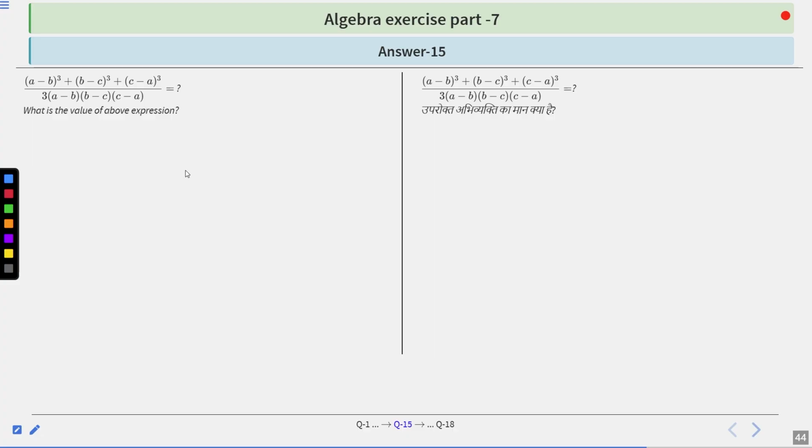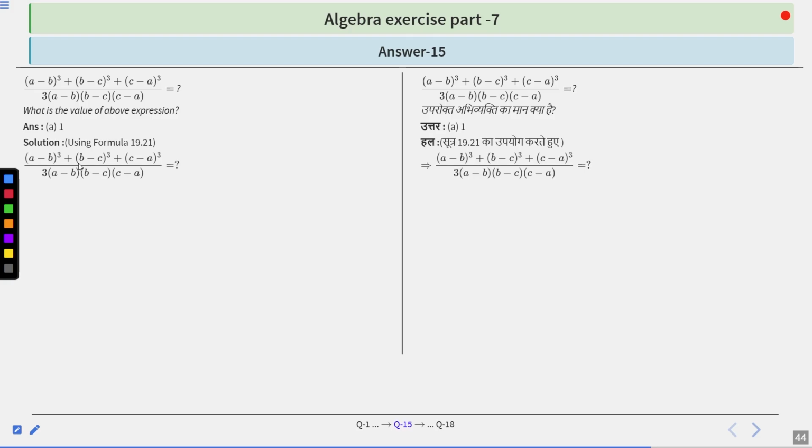Now we have to find the value of this expression, [(a−b)³ + (b−c)³ + (c−a)³] upon 3(a−b)(b−c)(c−a). The answer to this question is option number A, 1. So to solve this question, we are going to use formula 19.21. That is the expression whose value we have to find.